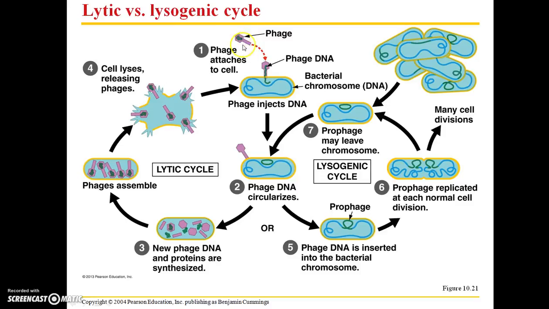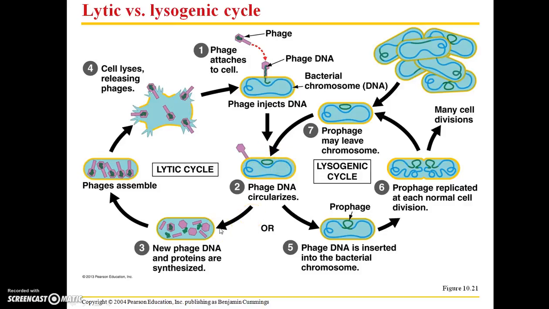So here's a phage, again a virus that infects a bacterial cell. The first stage here, regardless of which cycle it's going to go through, is it has to attach to a host cell. So here we have a bacterial cell, a very simple cell that contains its own DNA in the form of chromosomes. So that phage is going to insert its own DNA into that bacterial cell. The second part of this cycle is the phage DNA circularizes, which means it basically becomes ring-like.